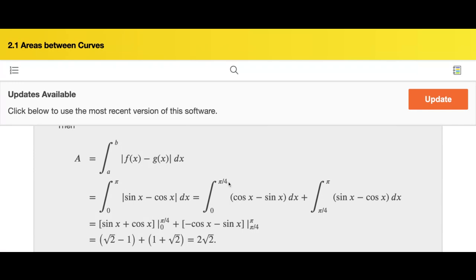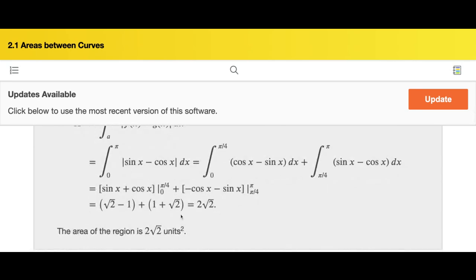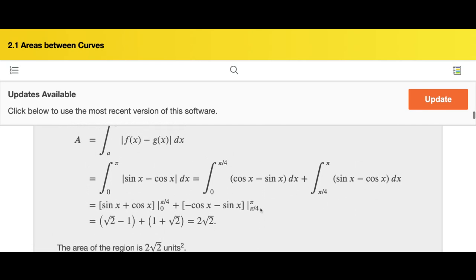So in 0 to pi over 4, cosine x is above sine, so we do cosine x minus sine x. From pi over 4 to pi, we do sine x minus cosine x. Then we anti-differentiate, we evaluate. In the end, we get 2 square root of 2 unit squares. Okay, anyone has any questions?